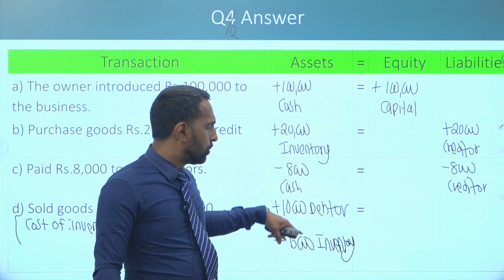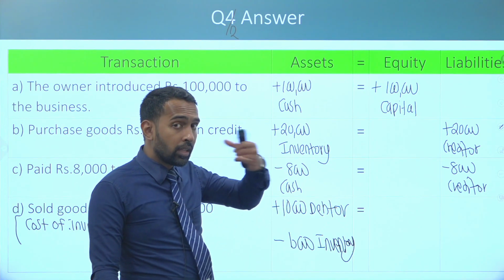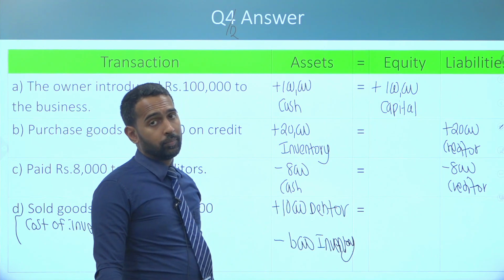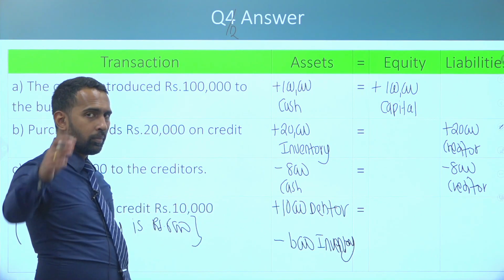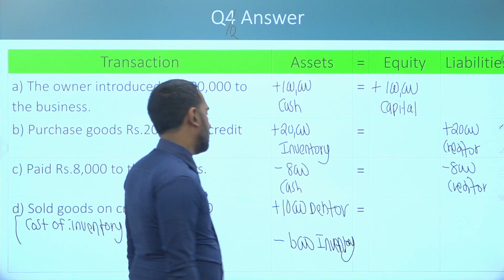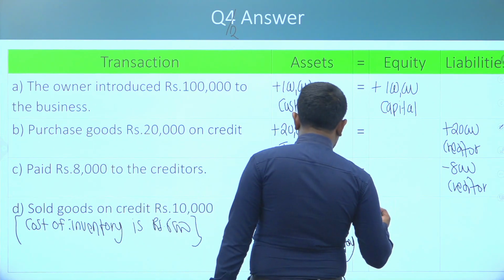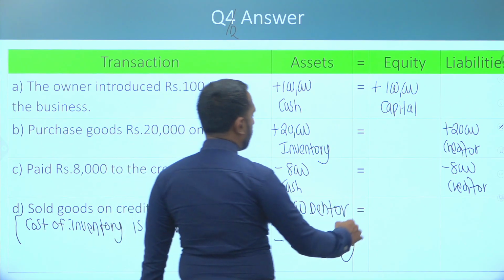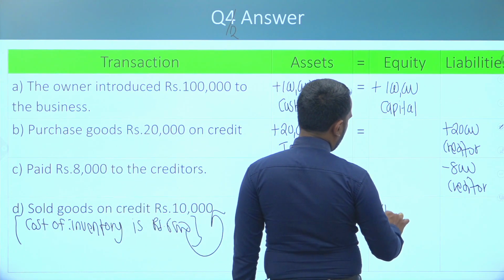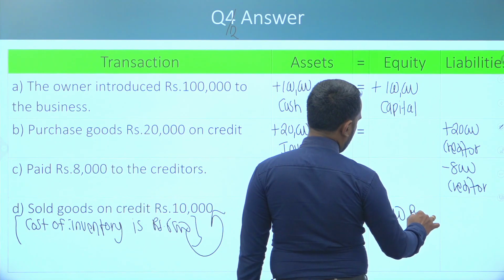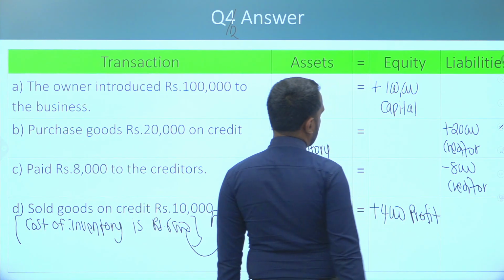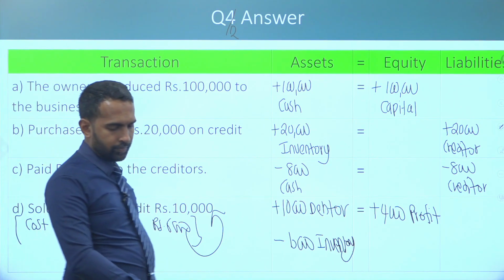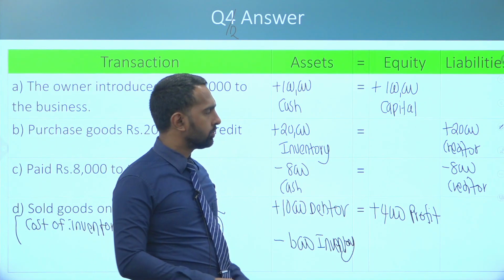I have a power up to this 10,000. I can call him and collect 10,000, but I cannot ask for other things. There's a limit up to that level. So debtor 10,000, my inventory comes down by 6,000. By selling 6,000 worth of items at 10,000, I am earning a profit of 4,000. I have a profit of 4,000.